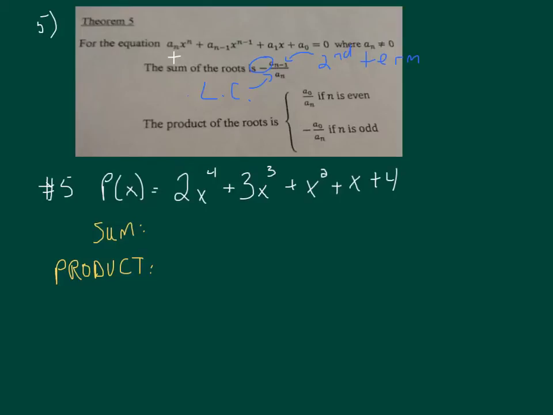Well, regardless, we can still do it. Okay, so here's a polynomial: 2x to the 4th plus 3x cubed plus x squared plus x plus 4. Find the sum of the roots. Alright, the sum of the roots.